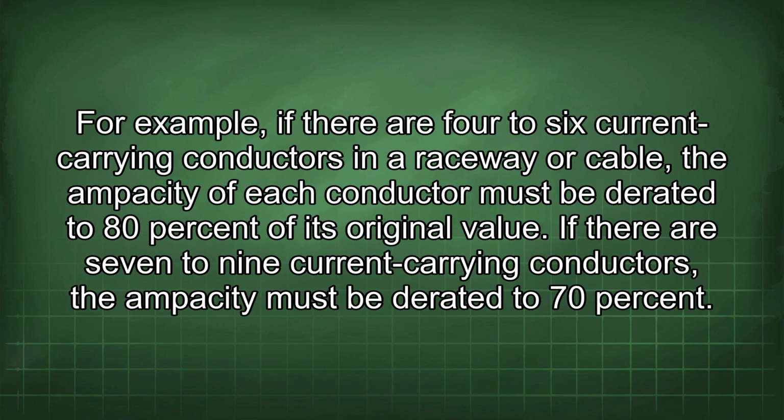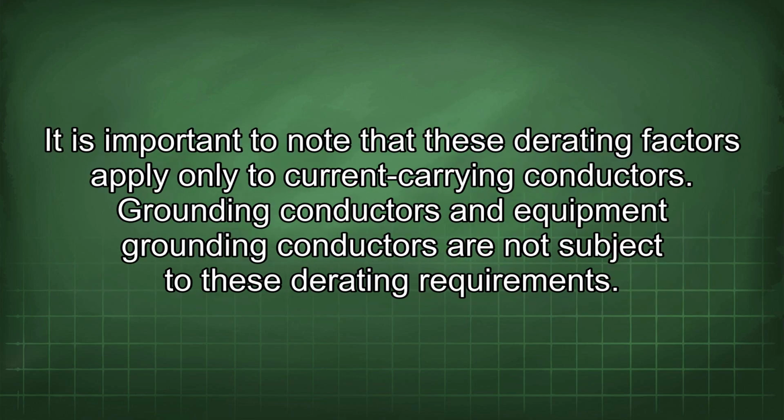For example, if there are 4 to 6 current-carrying conductors in a raceway or cable, the ampacity of each conductor must be derated to 80% of its original value. If there are 7 to 9 current-carrying conductors, the ampacity must be derated to 70%. It is important to note that these derating factors apply only to current-carrying conductors. Grounding conductors and equipment grounding conductors are not subject to these derating requirements.